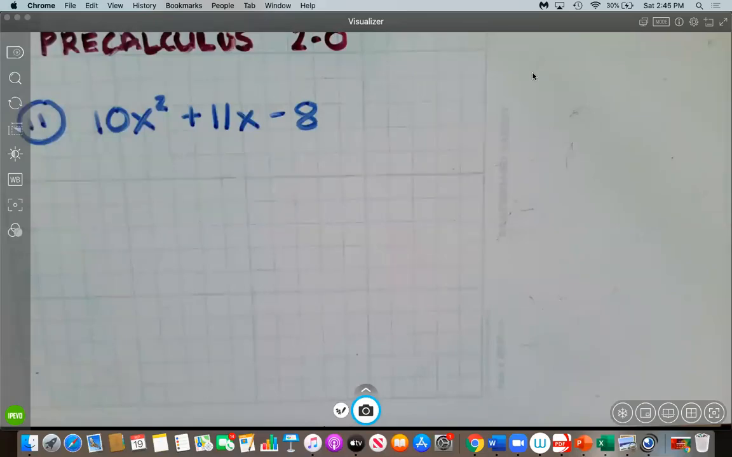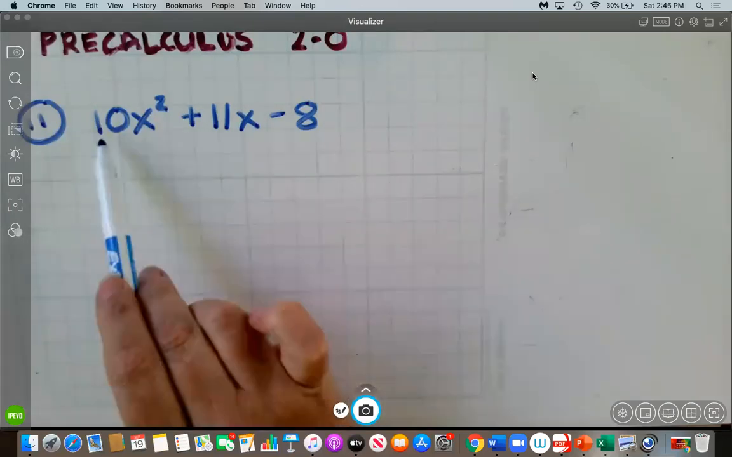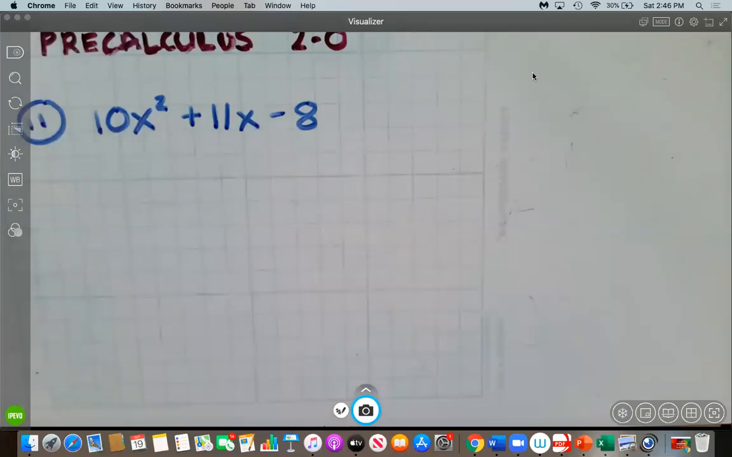This video explains assignment 2-0, number 11. So this is a very classic factoring problem. It's a trinomial where the leading coefficient is not 1. And there are numerous ways to figure out the factors that would create this trinomial.